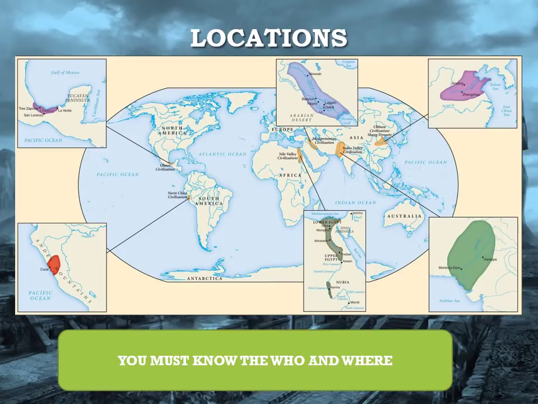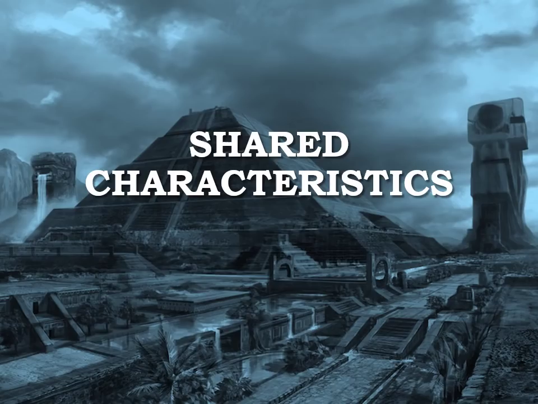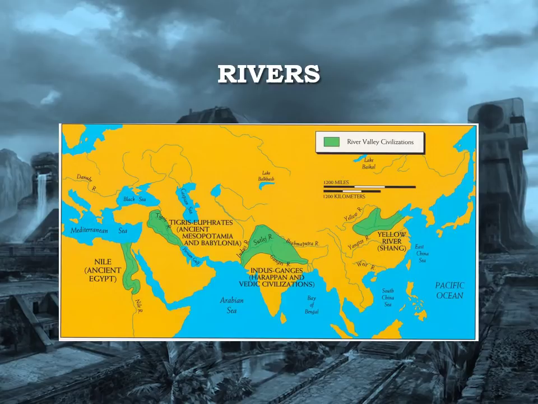So you must know who they are and where they are. Let's look at some shared characteristics of these civilizations. Finally, almost all of them are by rivers. So it's an important characteristic.